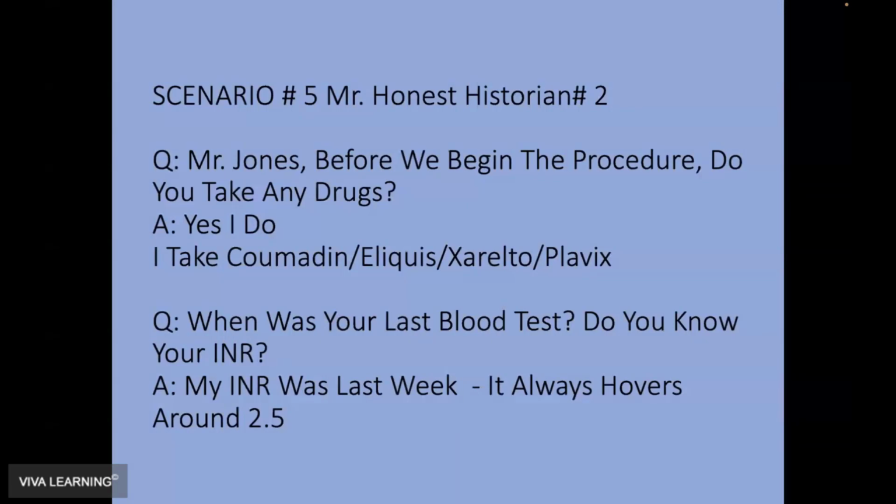INR is International Normalized Ratio. It is a figure that tells you how well the patient is going to clot, or if the patient is very anticoagulated. And it's something you should know before you do anything invasive on any patient.